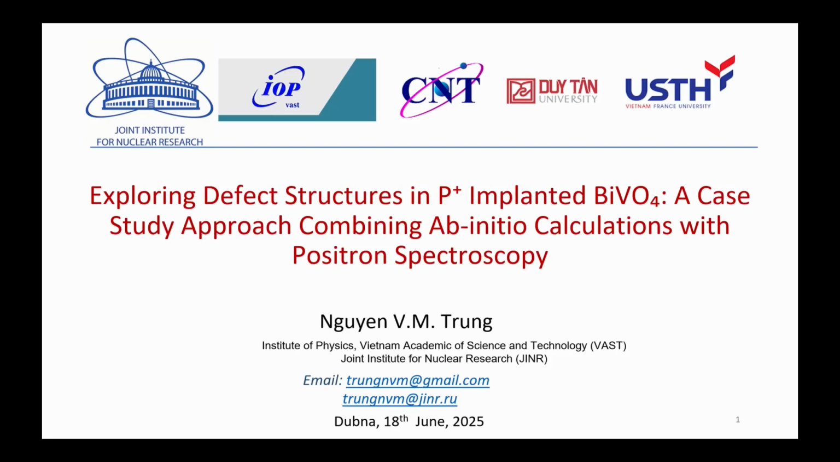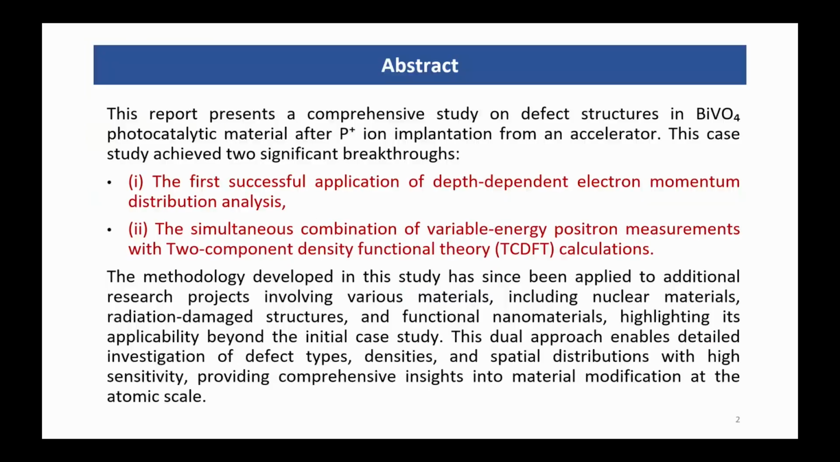So the title today, as you can see there, is exploring defect structure in phosphorus-implanted bismuth vanadate. It's a case study approach combining theoretical calculation with positron spectroscopy. This report will present a comprehensive study on defect structure in the full spectrum of bismuth vanadate, and after phosphorus ion implantation from the accelerator in Poland.